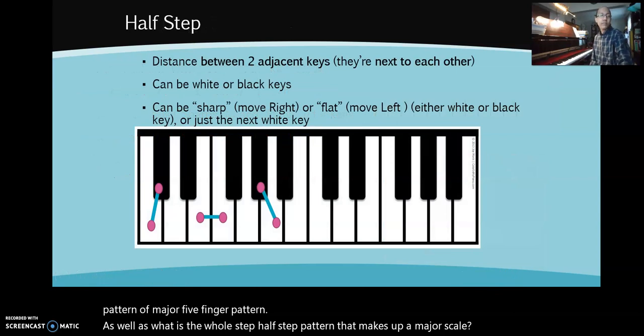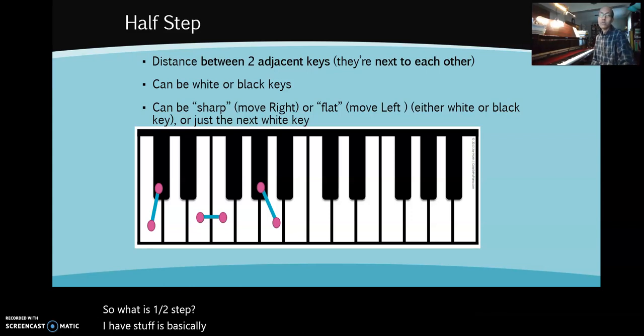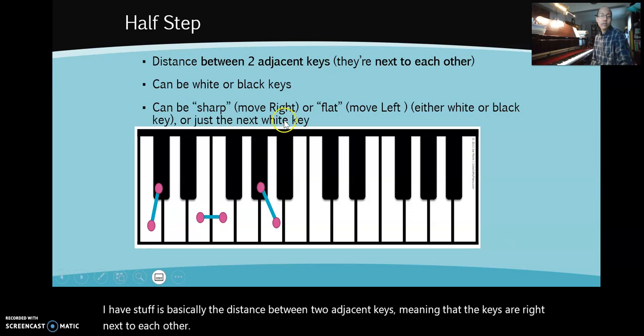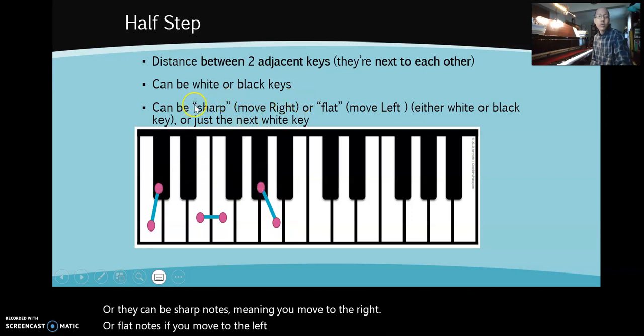So, what is a half step? A half step is basically the distance between two adjacent keys, meaning that the keys are right next to each other. So they can either be white or black keys that you're heading to, the keys are next to each other, or they can be sharp notes, meaning you move to the right, or flat notes if you move to the left, either white or black. Or they can just be to the very next white key.